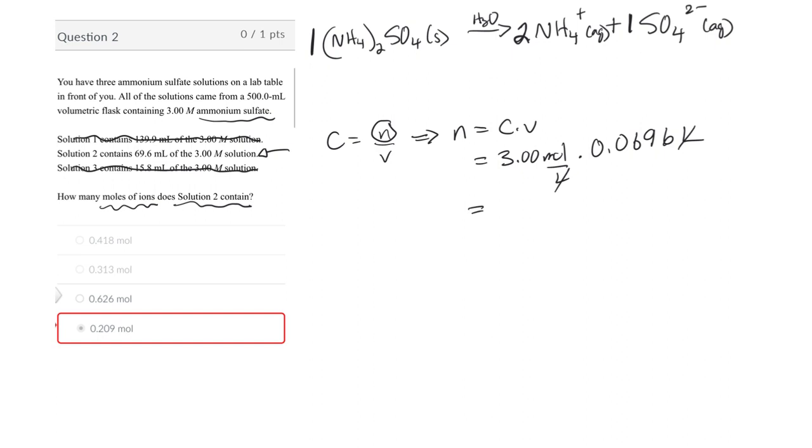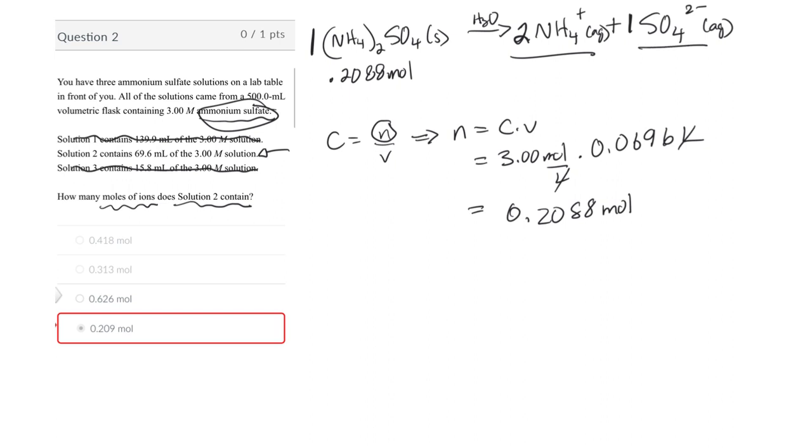So 3 times 0.0696. So that comes to 0.2088 moles. And that is moles of ammonium sulfate. So that number is this one, 0.2088 moles of that. So if I want to figure out the moles of this, it's going to be double, and this will be the same.